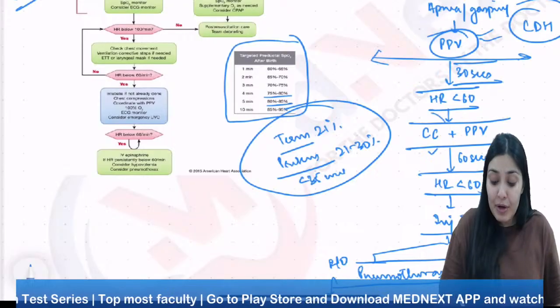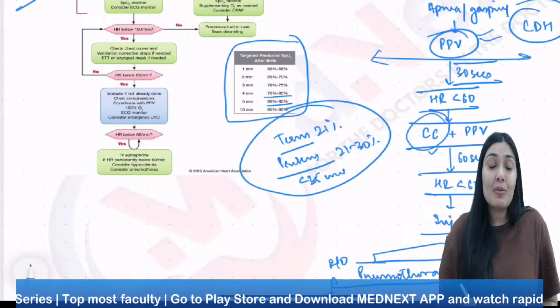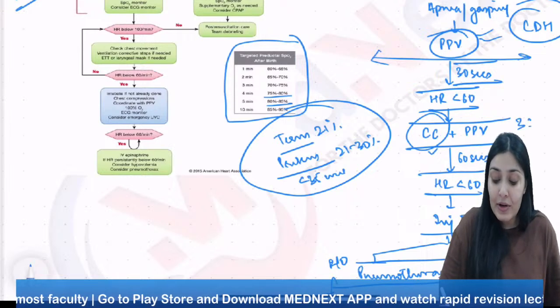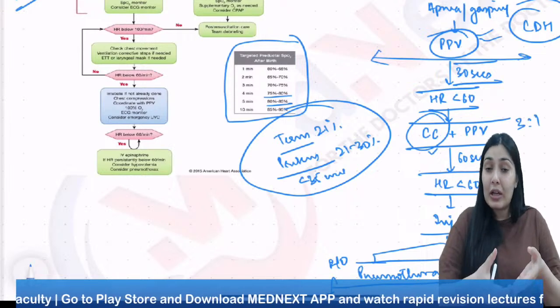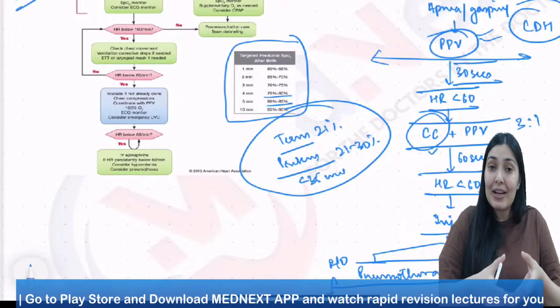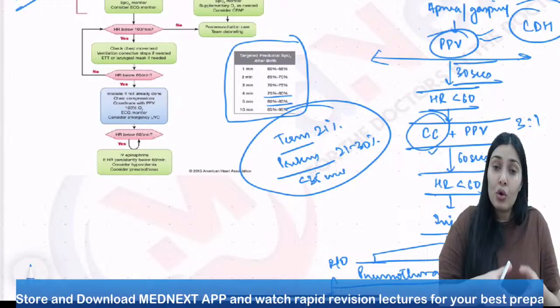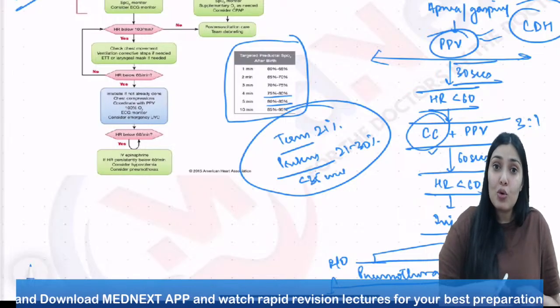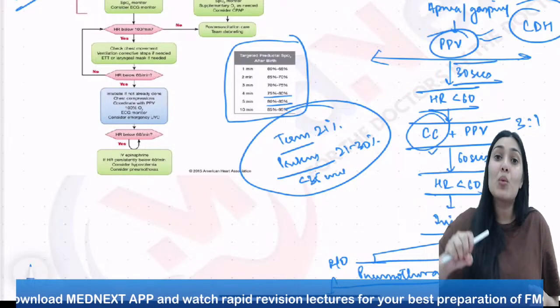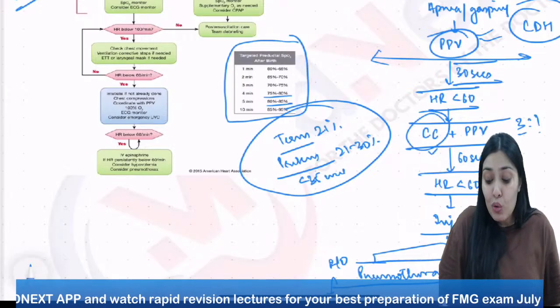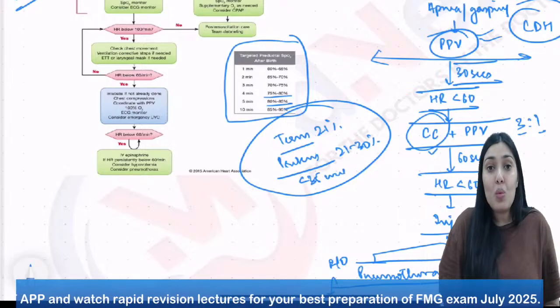Then comes chest compressions. What is the rate of chest compressions that you're going to give? We give 3:1. So if I have a baby with me like that, I will give 1, 2, 3 and then squeeze. 1, 2, 3, squeeze. What I am squeezing is the ambu bag to give ventilation. So 3 compressions to 1 breath.